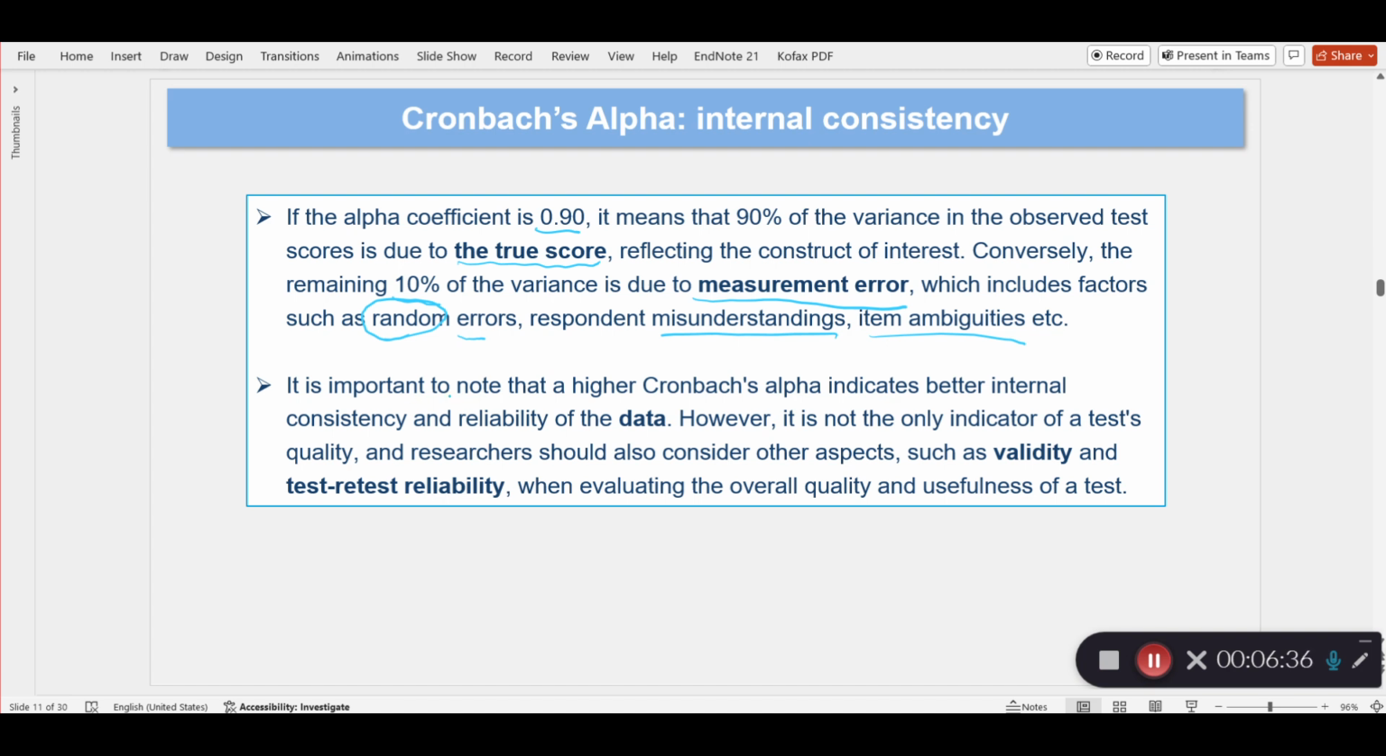It's important to note that a higher Cronbach's alpha indicates higher internal consistency of the data, as I mentioned before. It's not an indication of validity. It's not an indication that the test is reliable. It's just an indication that the data that we have collected have internal consistency. And so we shouldn't read too much into an index like Cronbach's alpha.